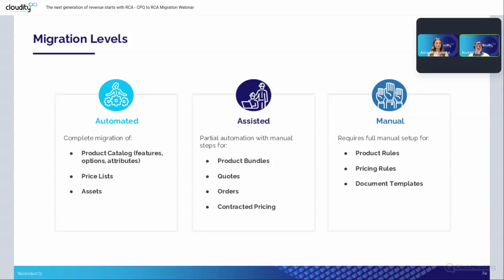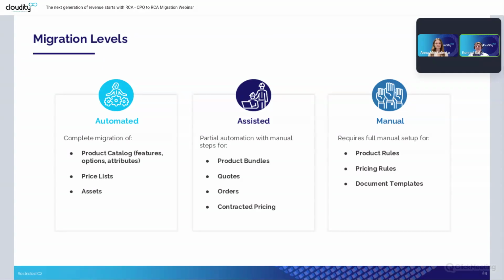Taking automated into consideration, for most of the companies, the product catalogs, which store the options, features, attributes, price lists, of course, and assets, are in good shape, and they can be taken from CPQ and, with the automated approach, migrated to RCA. And this is exactly what our SFDX tool has built in. So we have dedicated configuration templates, which will support you with that. I will show that in a while.